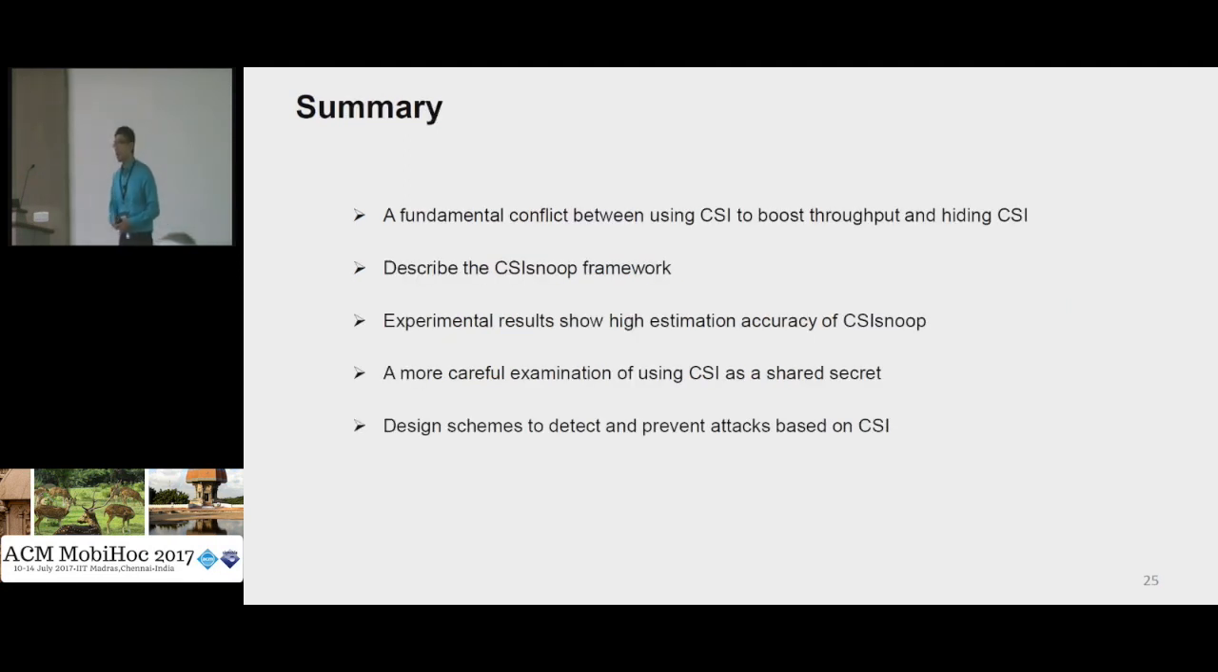Finally, for conclusion, in this paper we have identified a fundamental conflict between using CSI to optimize network throughput and hiding CSI from the malicious node. We describe a framework called CSIsnoop and show how the malicious node can use the overheard signals to compute the CSI of different blocks. We build a testbed and use experiments to show that it can achieve very high estimation accuracy in different environments. Therefore, our results urge a more careful examination of how CSI can be used as a shared secret to enhance network security in general wireless networks. And we also need to design schemes to detect and prevent attacks based on CSI.